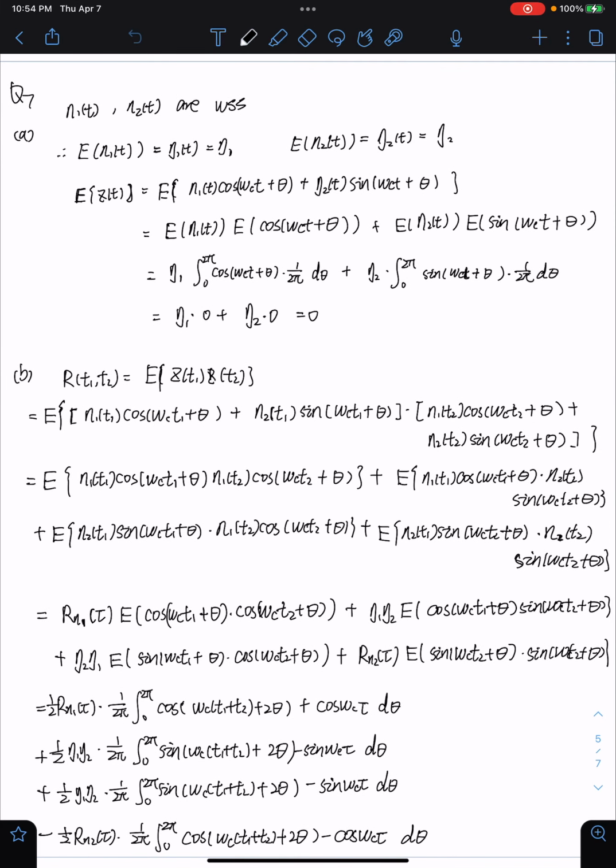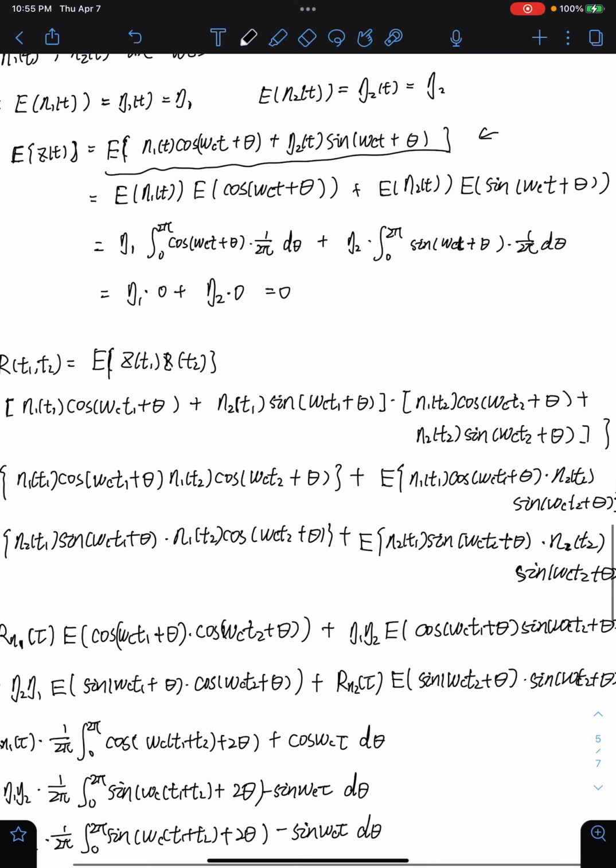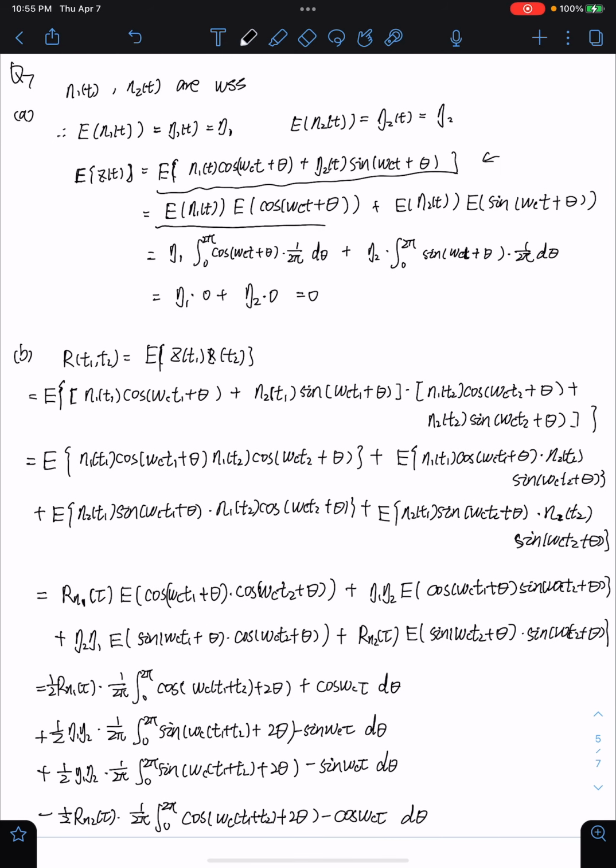As we can see here, N1 and N2 are WSS, which means the expectation of N1 and N2 is constant, and the autocorrelation of N1 and N2 is only related to the difference of the times t1 and t2. So here we apply the expectation to Z(t) and write it like this, and then we can apply the expectation to each part of these equations, and we get this equation.